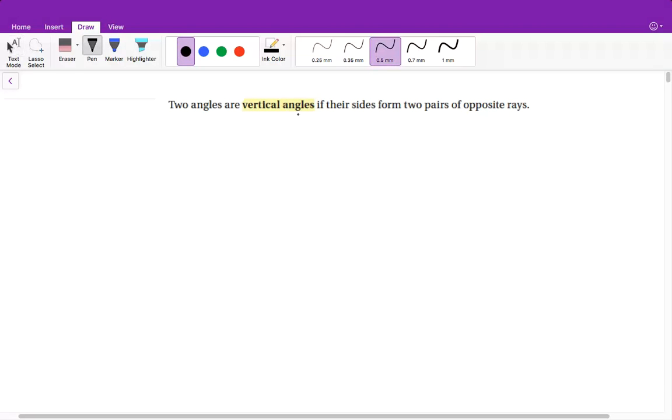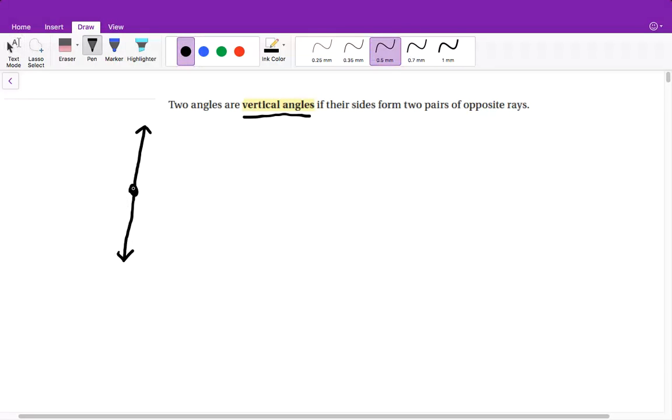All right, so what you need to know is vertical angles. Two angles are vertical angles if their sides form pairs of opposite rays. So what is an opposite ray? First off, a ray is a segment that has an endpoint, and the other side goes on to infinity. It has an arrow saying it keeps going. And opposite rays are two rays that form a straight line and share the same common endpoint.